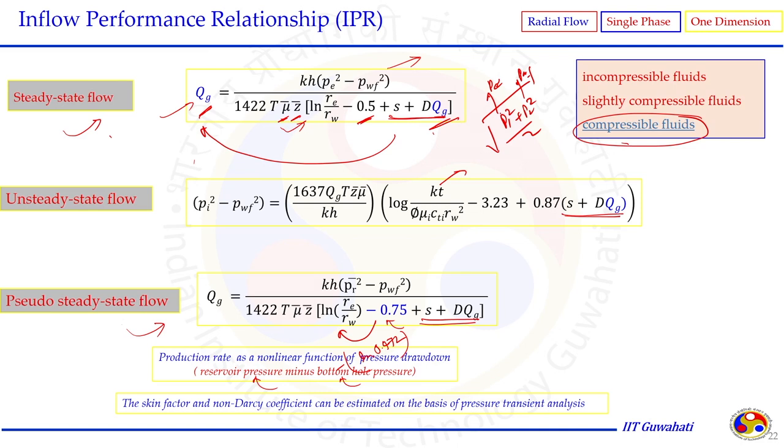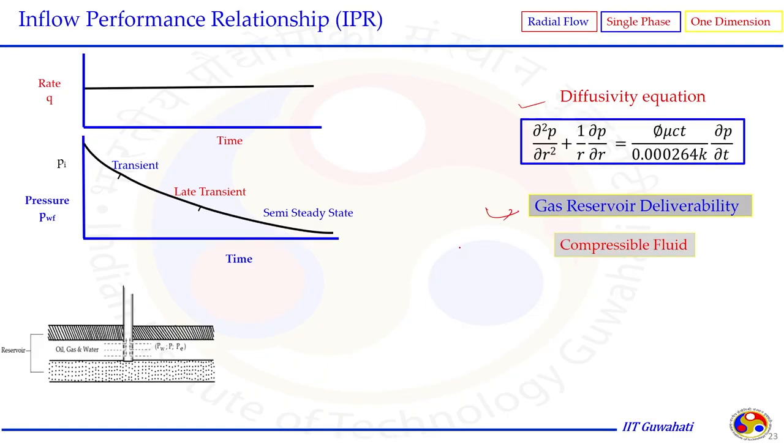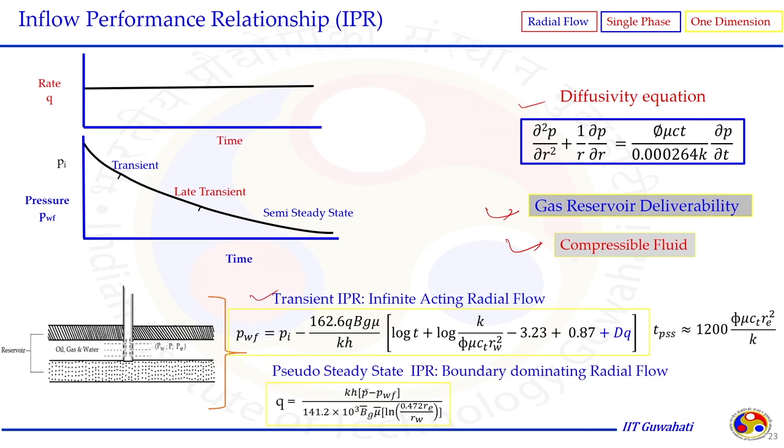Pressure transient analysis is a type of well test analysis that we will discuss in the next week, and we will see how skin factor and non-Darcy coefficient can also be calculated by performing pressure transient analysis on the well system. So what we do in that pressure transient analysis, we have this diffusivity equation for the gas reservoir. Gas is a compressible fluid. We got within this region our transient IPR equation and then the pseudo steady state condition equation. So the equations for the compressible fluid are applicable for the gas reservoir, and using this equation we can analyze the gas reservoir in the transient condition and in the pseudo steady state conditions.